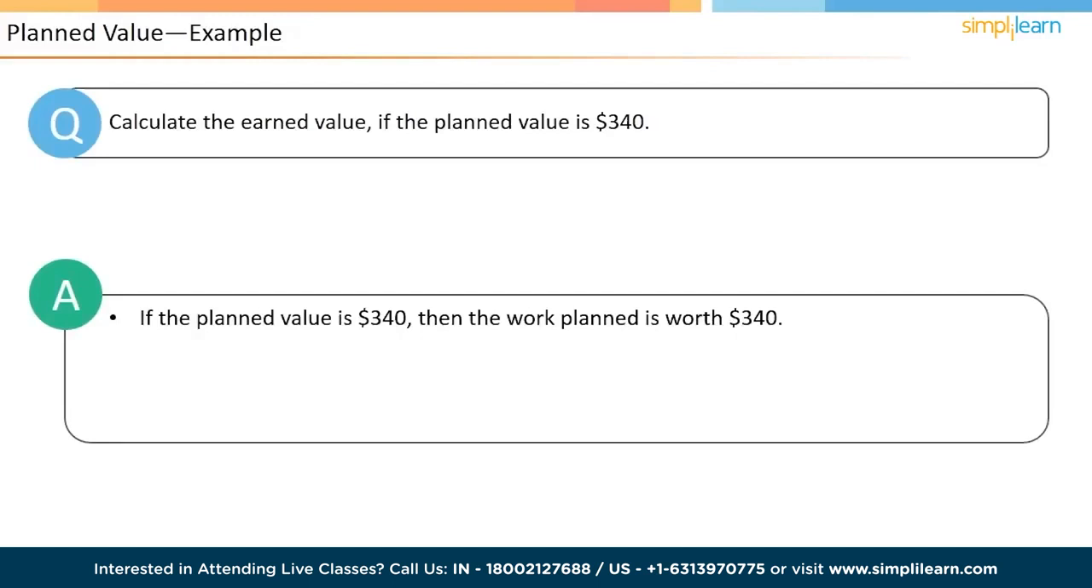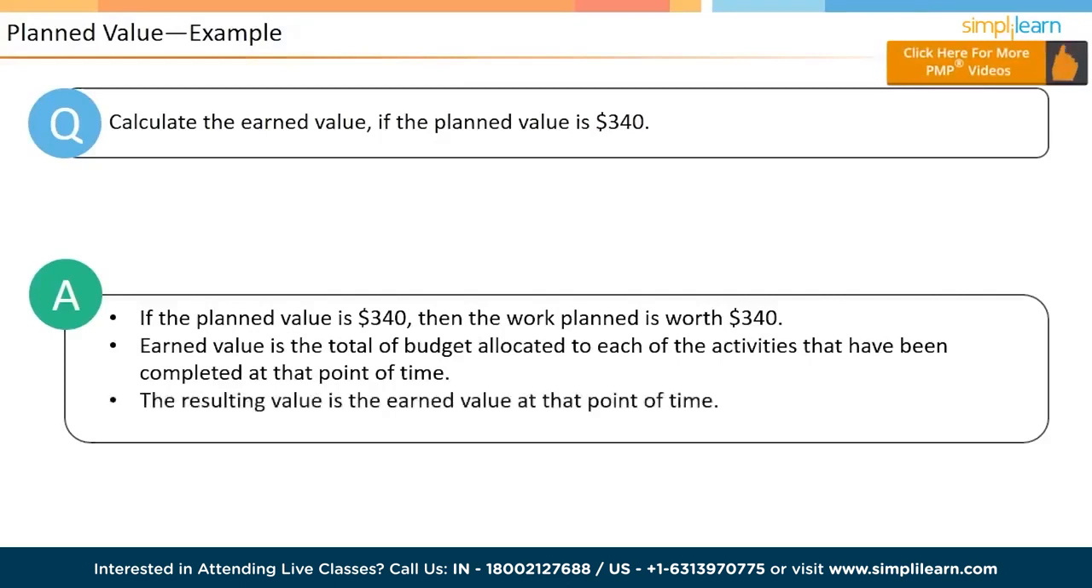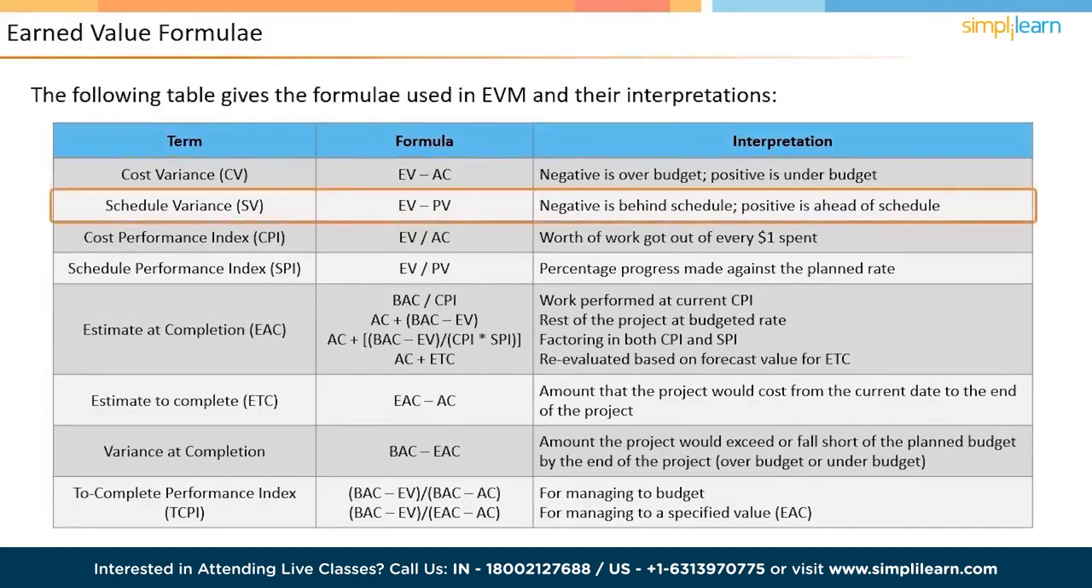How do you calculate earned value? The solution is to add the budget allocated to each of the activities that have been completed at the point of time. The resulting value is the earned value. In the next screen, let us look at the formula used to calculate earned value. In cost variance, negative means the project is over budget. Positive means the project is under budget. Similarly, in schedule variance, negative means the project is behind schedule, whereas positive means the project is ahead of schedule.